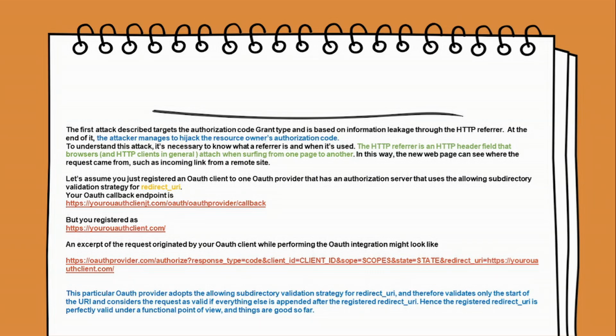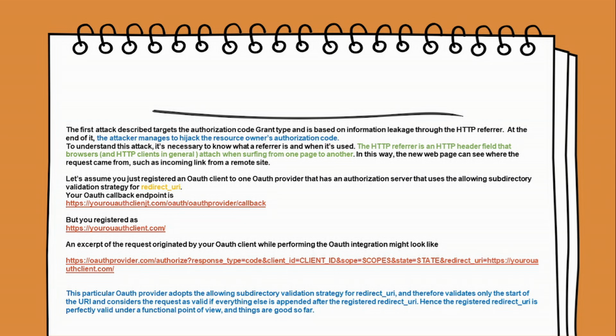The first attack described targets the authorization code grant type and is based on information leakage through the HTTP referrer. At the end of it, the attacker manages to hijack the resource owner's authorization code. To understand this attack, it is necessary to know what a referrer is and when it is used. We just need to understand a few things, and only then can we understand how the attacker can hijack the authorization code through the referrer.